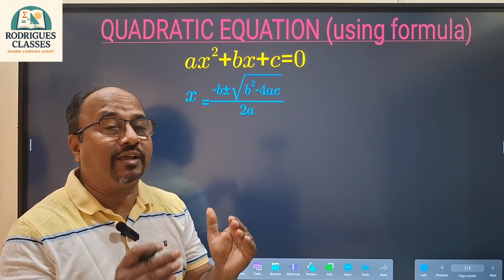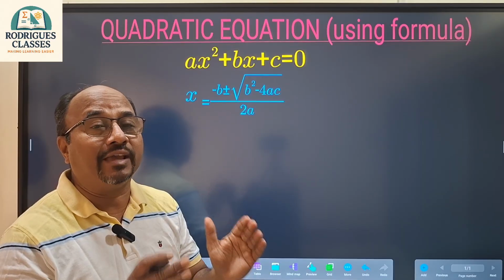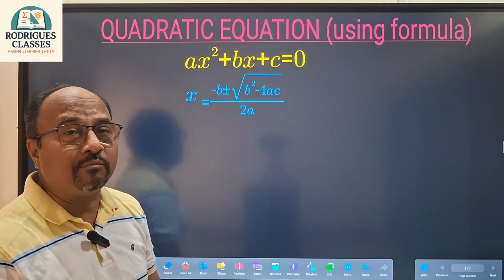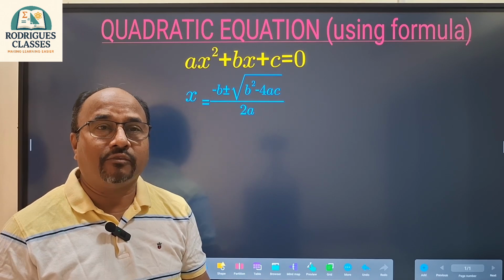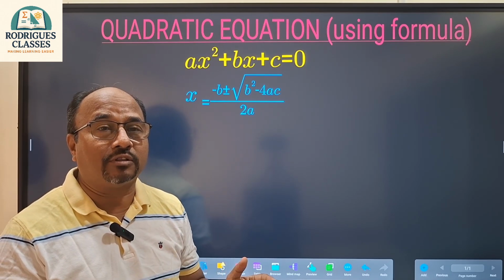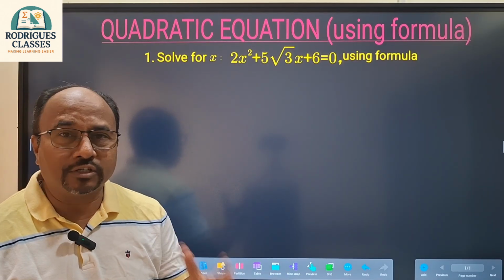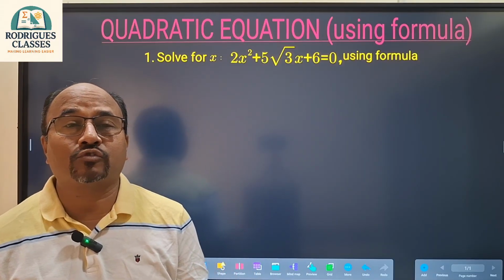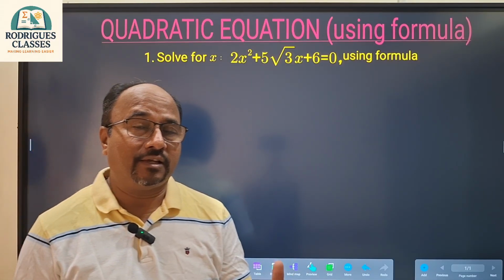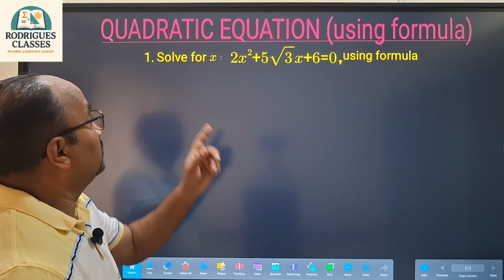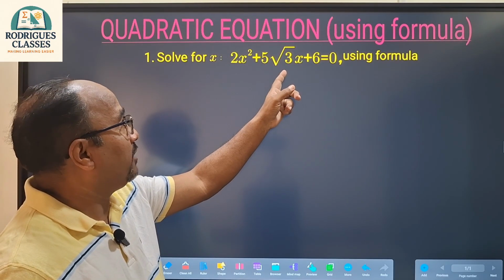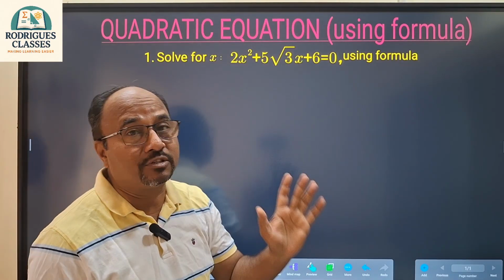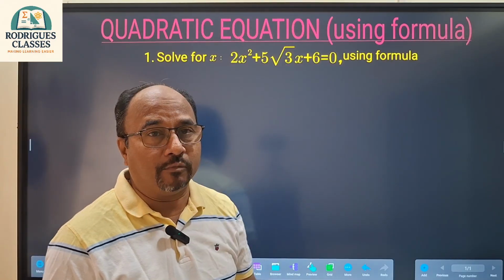So once you have taken the correct values of a, b and c, substitute them, simplify it, you will get the roots of the equation. We will be seeing some sums based on this. So let's take a look at the first question, which we have to solve, get the value of x by using the formula. The question goes like this: solve for x, 2x square plus 5 root 3x plus 6 equals to 0 using formula.